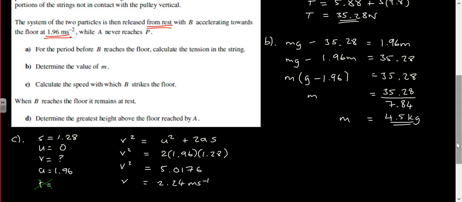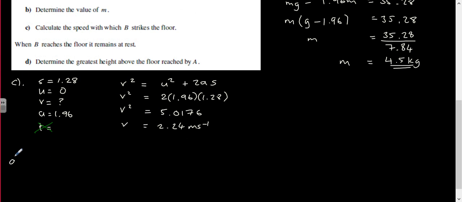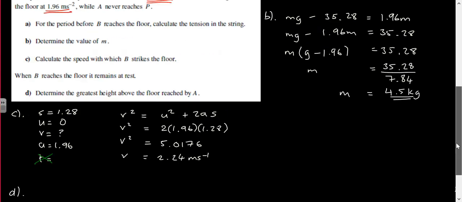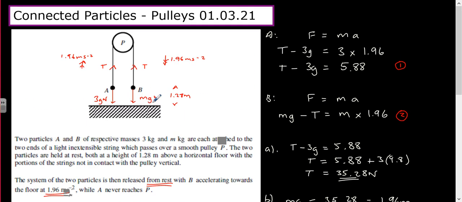So then comes the slightly trickier part. Now we're being asked, determine the greatest height above the floor reached by A. Now that's interesting. And you have to go back to your diagram and really picture what's going on. As B moves down towards the floor, A moves up. Okay, so A is already 1.28 meters above the ground. It will move a further 1.28 meters in order for B to connect with the floor. But then what happens with A is quite interesting. A will continue to travel.